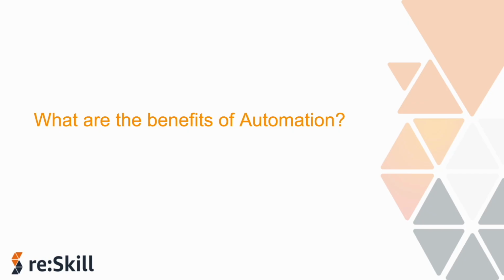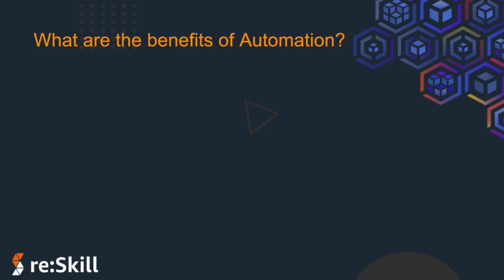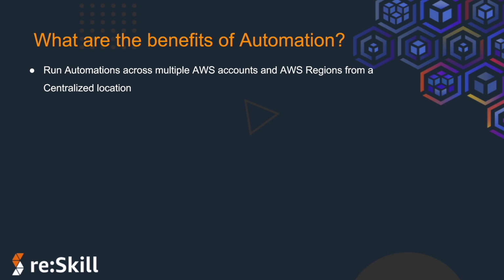We have seen what is automation, runbooks, and playbooks. Now let's move on to the benefits of automation. Using SSM, you can run automations across multiple AWS accounts and AWS regions from a centralized location. For instance, most of the organizations have a centralized shared services account from where they control the entire AWS ecosystem.